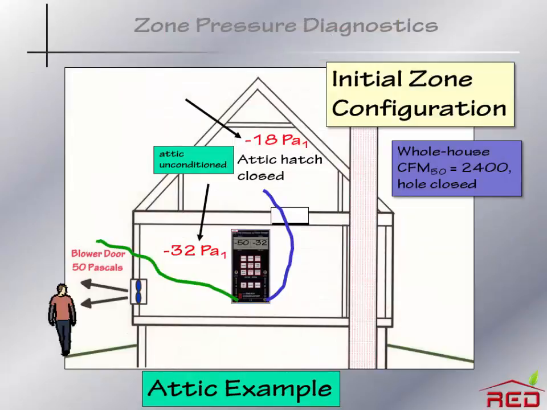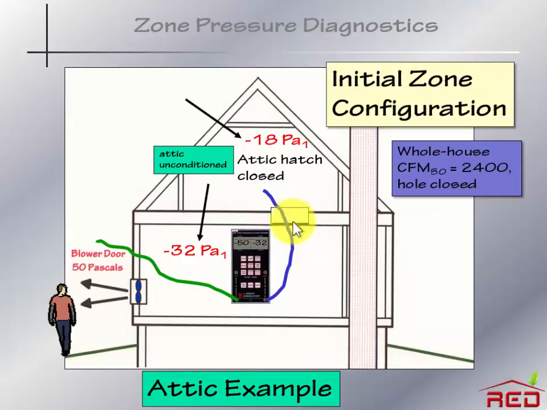All right, let's do an example with ZPD to an attic. We'll treat the attic as a zone. Here we have the setup. We're going to use one digital manometer because most of you will only have one. We set up the blower door, and in this case we're going to depressurize the house to 50 pascals. You could also pressurize. We take a hose and we put it up in the attic hatch, and then we close the attic hatch again.